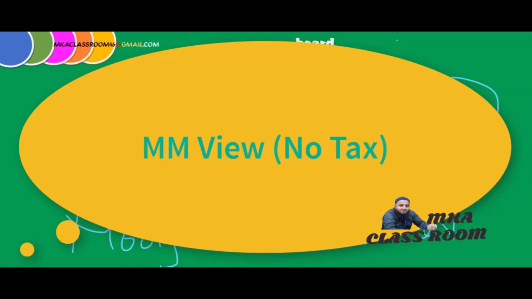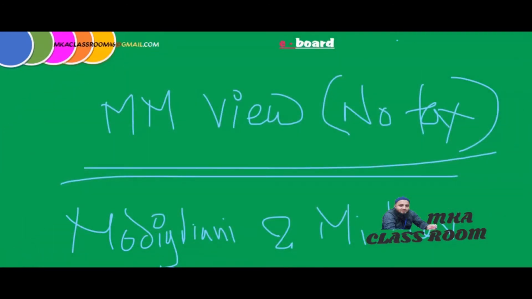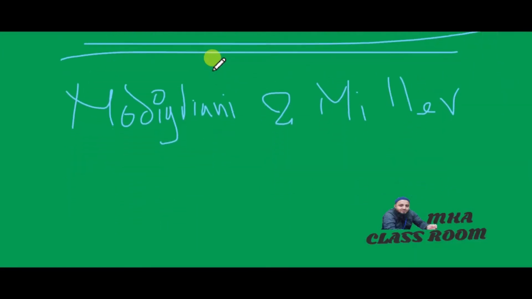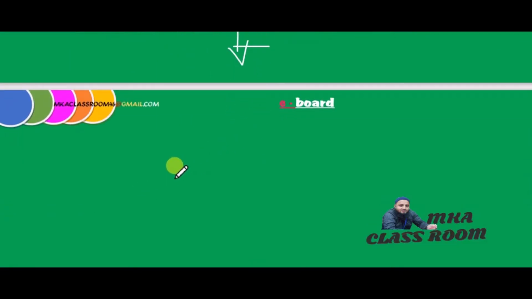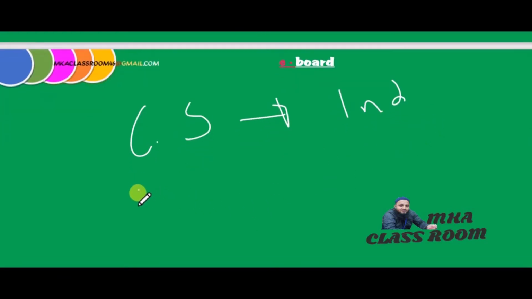In 1958, Modigliani and Miller suggested that in the absence of tax, the total market value of a company is independent of its capital structure, and as a consequence, the weighted average cost of capital of a company is also independent of its capital structure. So for these reasons, this theory has several assumptions.